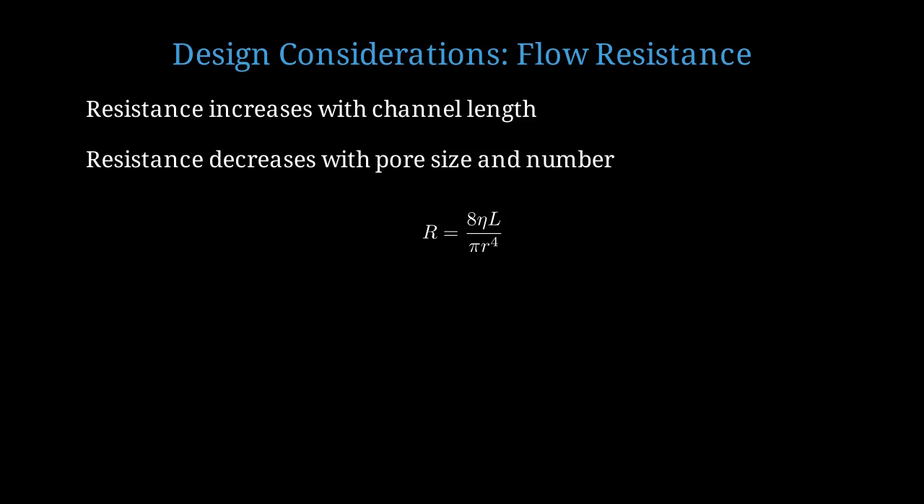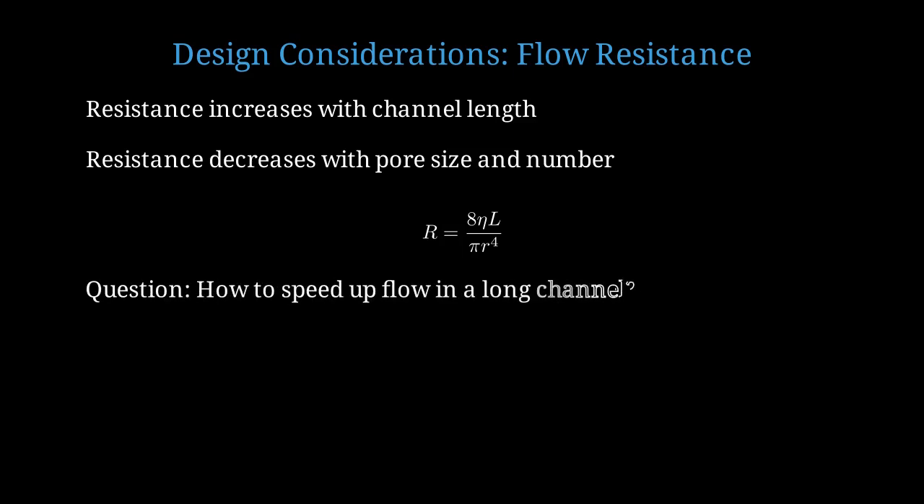For a single cylindrical pore, resistance R equals 8ηL divided by πr⁴. Notice the fourth power dependence on radius. Doubling pore size reduces resistance by 16-fold.